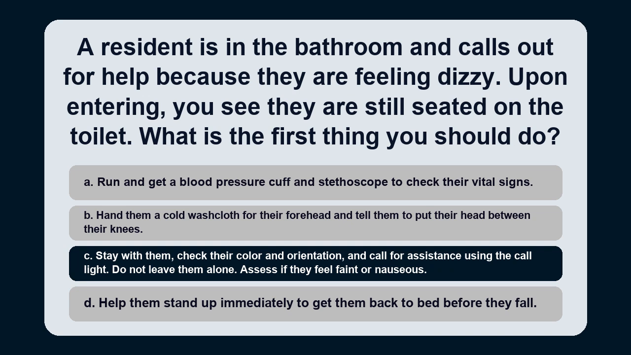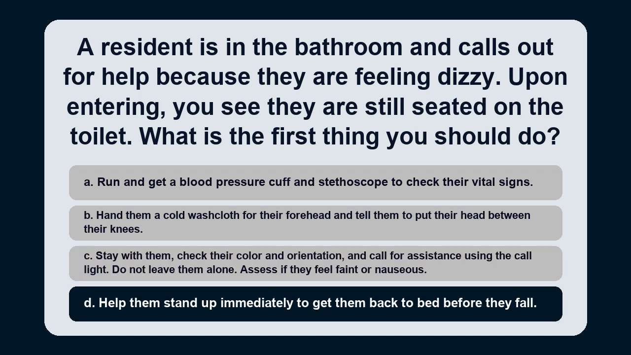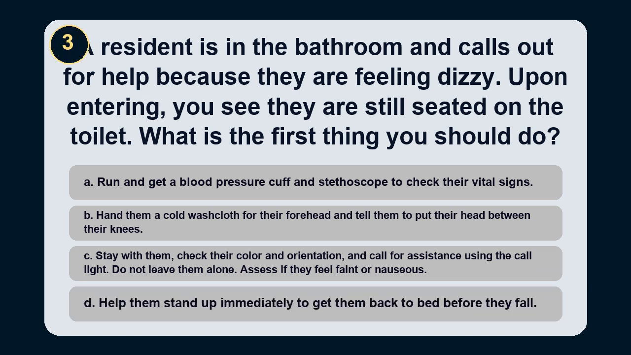Do not leave them alone. Assess if they feel faint or nauseous. Option D. Help them stand up immediately to get them back to bed before they fall.